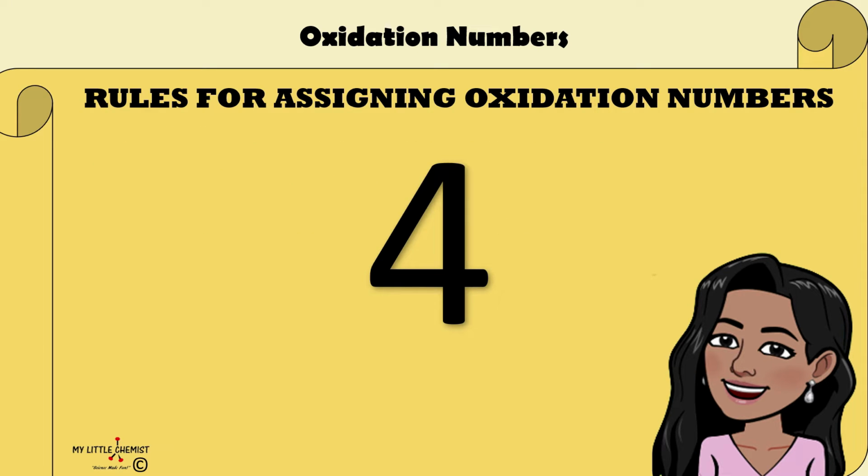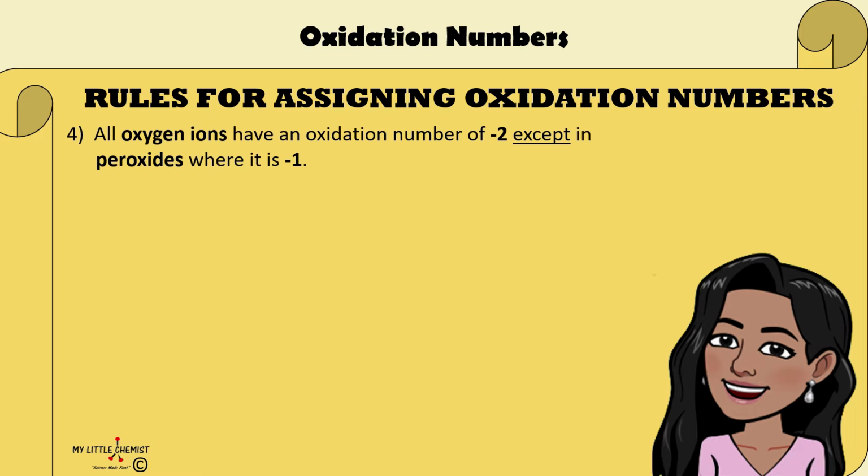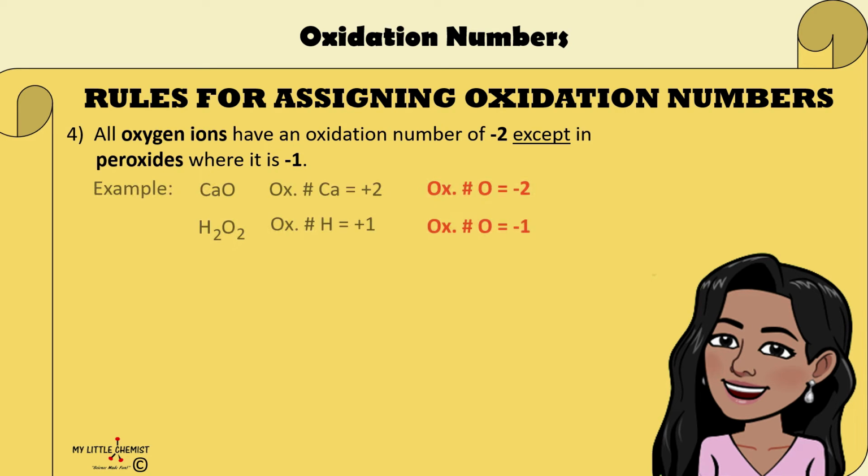Rule number 4. All oxygen ions have an oxidation number of -2, except in peroxides where it is -1. Here we see the oxidation number of oxygen in calcium oxide is -2, but in hydrogen peroxide, notice that it is -1.